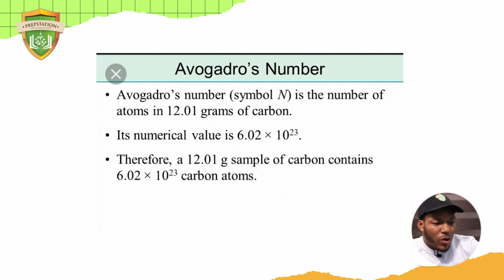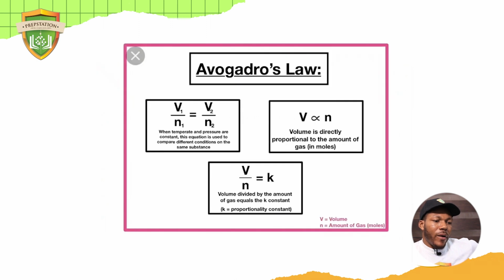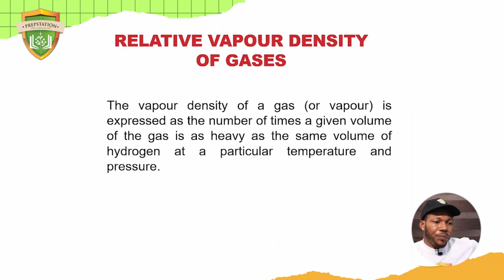Now, we have Avogadro's constant. Don't forget it. It is 6.02 times 10 to the power 23. All right. Now, you can also state Avogadro's law using this. V is proportional to n, in which V over n is equal to k, and you have V1 over n1 equals V2 over n2. You can tackle Avogadro's law using this relationship.